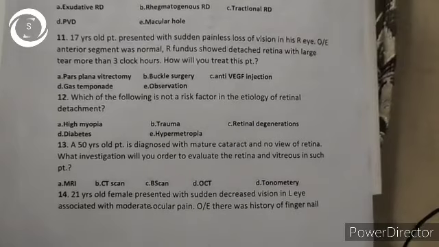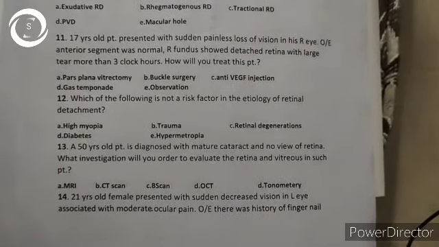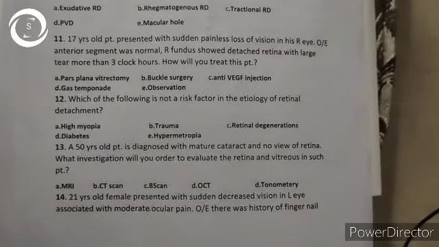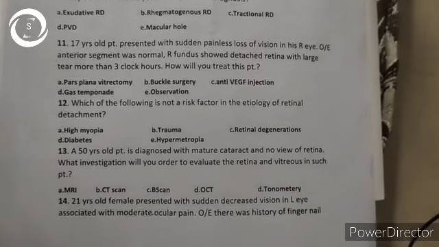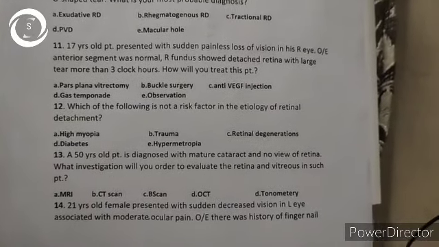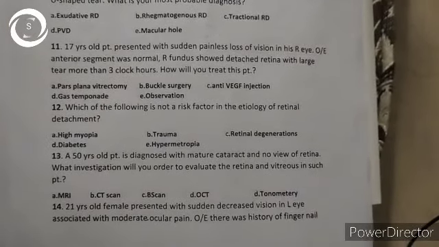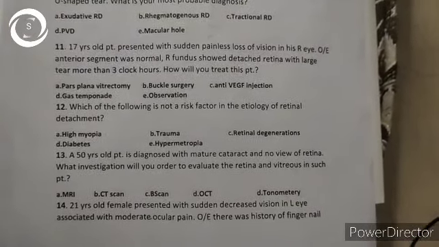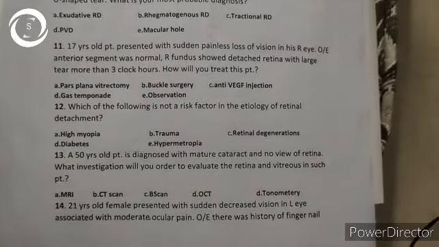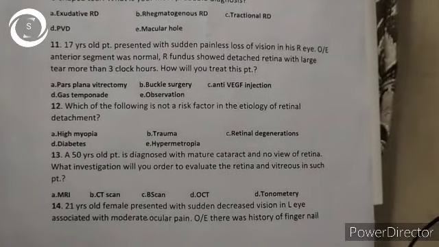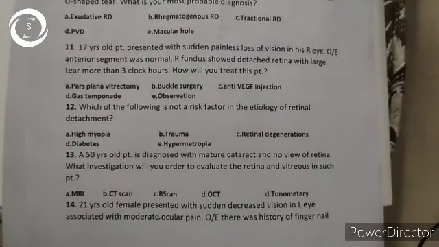MRI we perform in optic neuritis to see the brain, in tumors. CT scan can also be performed to know the extraocular muscles in thyroid eye disease, and to see the bony fractures in a trauma patient. B scan for opaque media in the eye, OCT for glaucoma and macular disorders, and tonometry also for glaucoma.